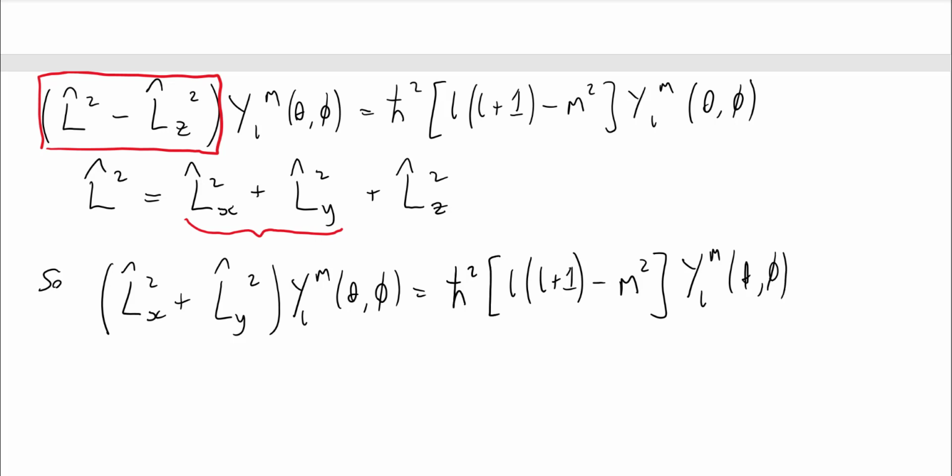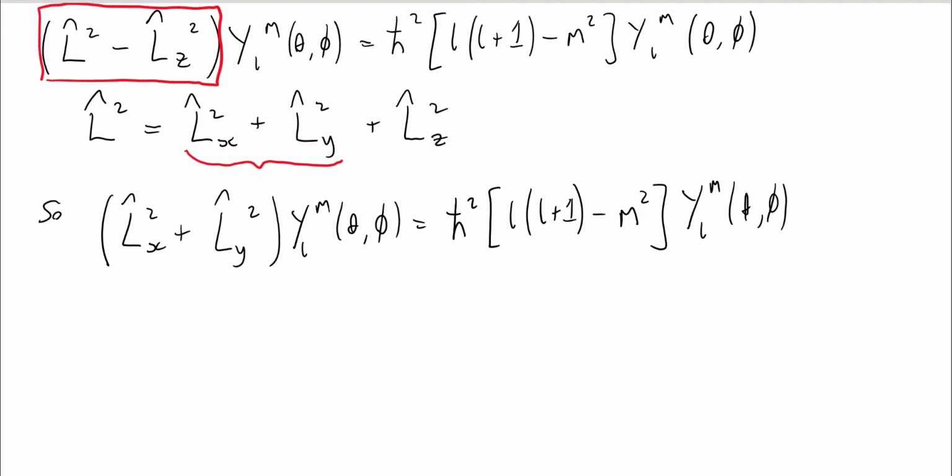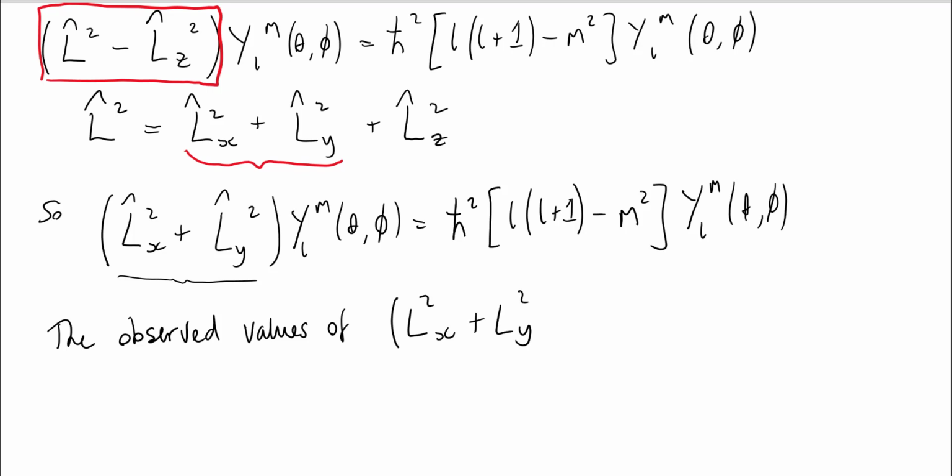And so the observed values, again remember, for this particular operator, the operator for the sum of these two angular momentum squared terms, I would write, it's easy to write mathematically, the observed values of Lx squared plus Ly squared are going to be L times (L plus 1) minus m squared, times h bar squared.